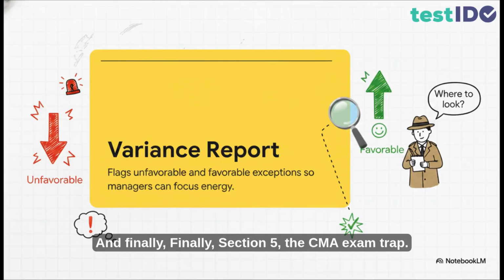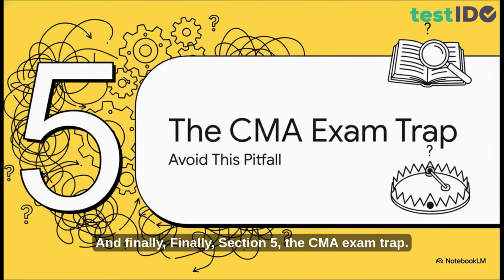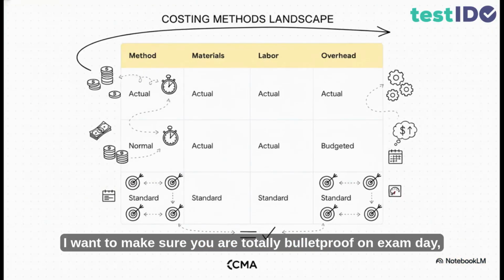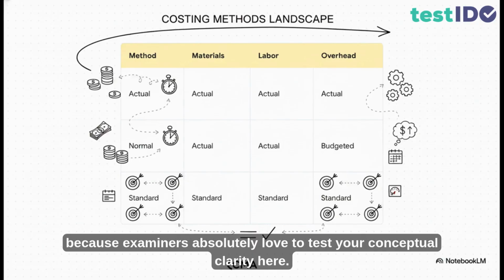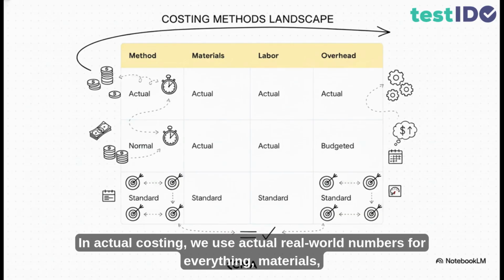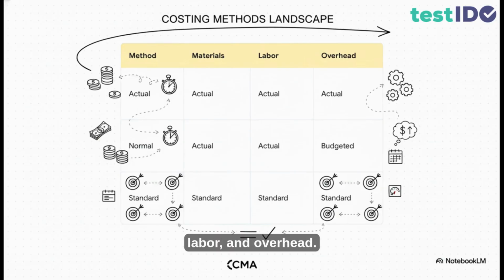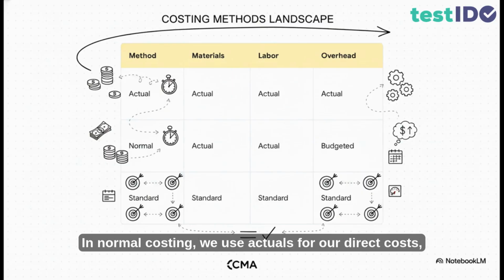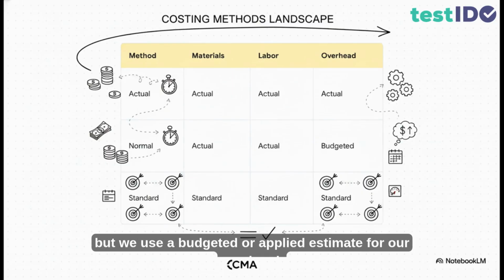And finally, Section 5, the CMA exam trap. As your instructor, I want to make sure you are totally bulletproof on exam day, because examiners absolutely love to test your conceptual clarity here. Let's compare the entire landscape of costing methods. In actual costing, we use actual real-world numbers for everything: materials, labor, and overhead. In normal costing, we use actuals for our direct costs, but we use a budgeted or applied estimate for our overhead.